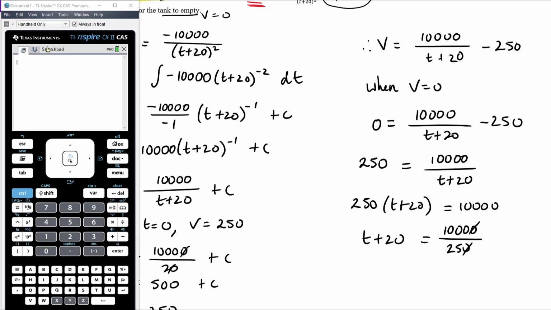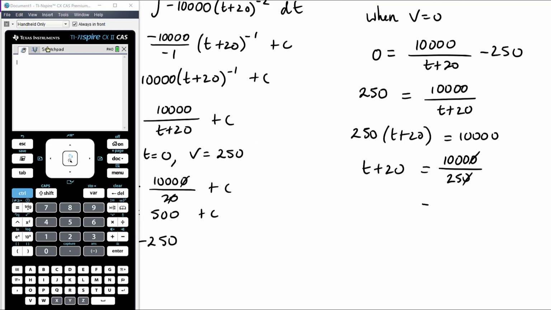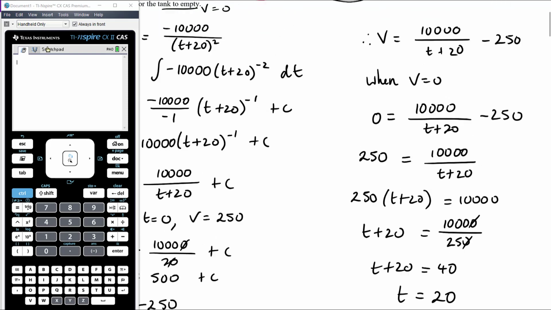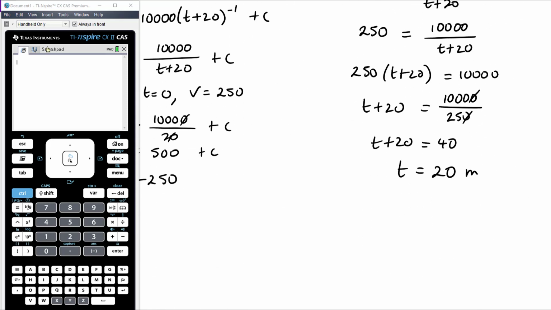So t plus 20 is 10,000 divided by 150. And so t is going to be that minus 20. And what were the time units in? Litres per minute, so the time units are in minutes. So it's going to take that many minutes for the tank to empty.